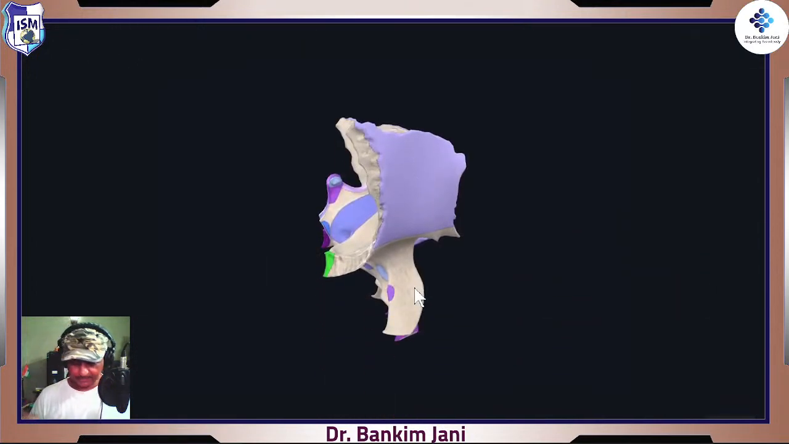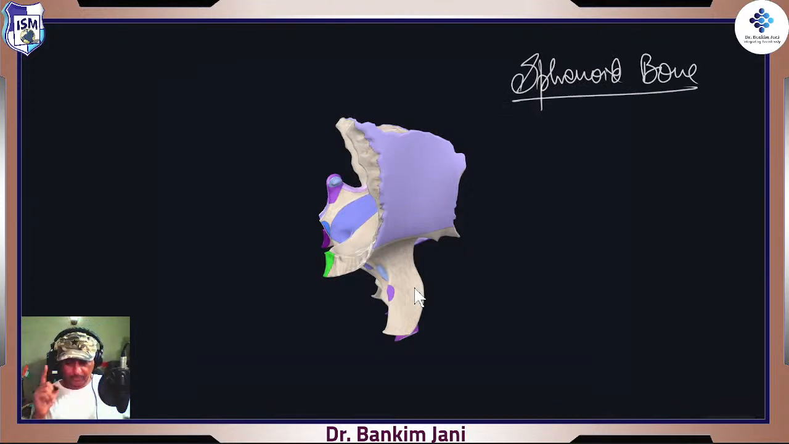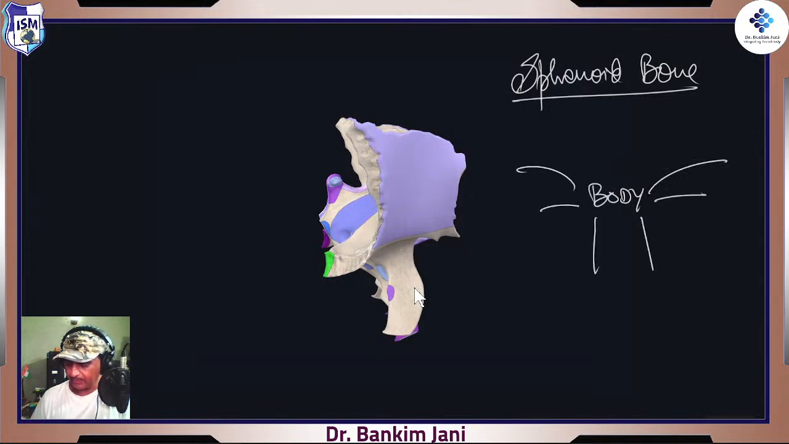Now here it is. This is deliberately the sphenoid bone. Sphenoid bone has been isolated for one purpose only. We know that in sphenoid bone, it was like body, and then there was greater wing, lesser wing, and then there were those plates, pterygoid plates. That's how we used to learn the sphenoid.